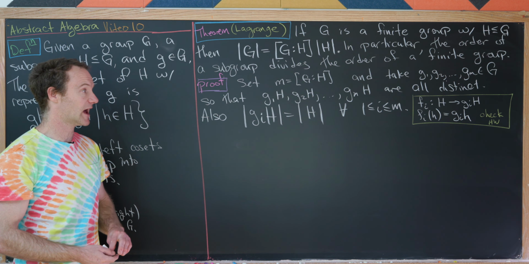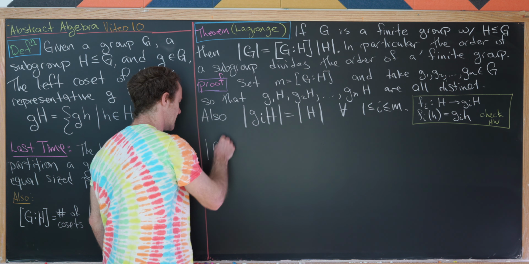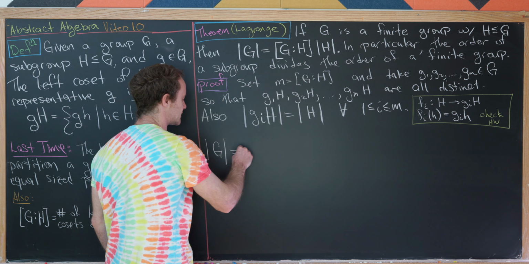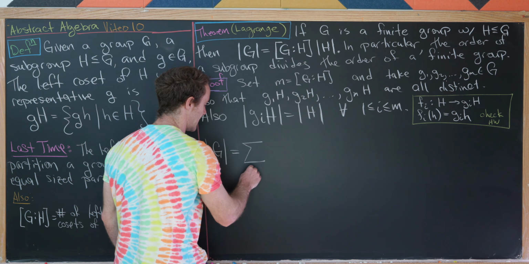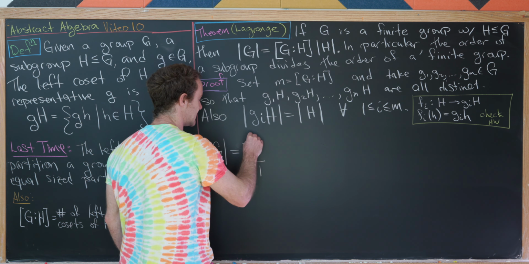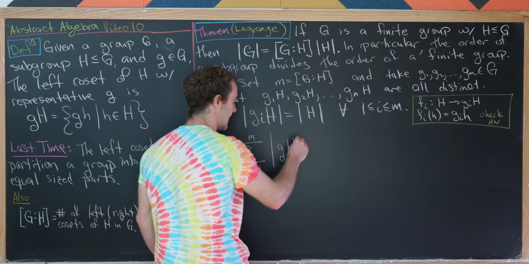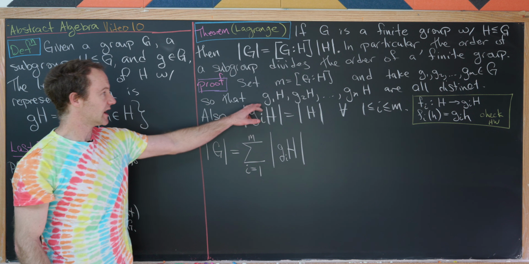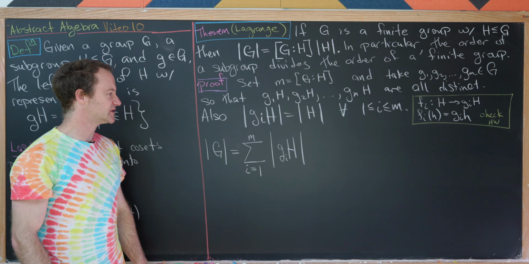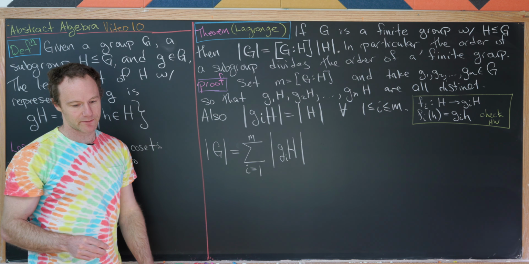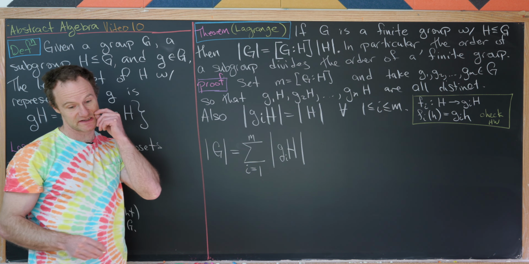Okay, but now we're essentially ready to finish this thing off. So let's take the order of G. But notice the order of G will be equal to the sum as i goes from 1 up to m of the order of g_iH. That's because the union of these cosets is the whole group, and these cosets do not overlap. So we haven't double counted or triple counted any of the elements here.